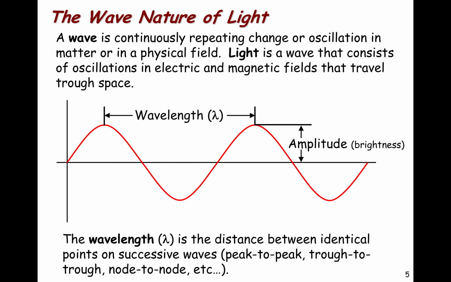It turns out that the height of the crest, or perhaps the depth of the trough, is measured as the so-called amplitude, and in the case of light it is also a measure of the brightness of the radiation.